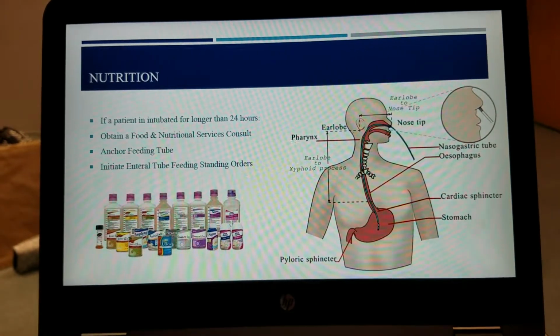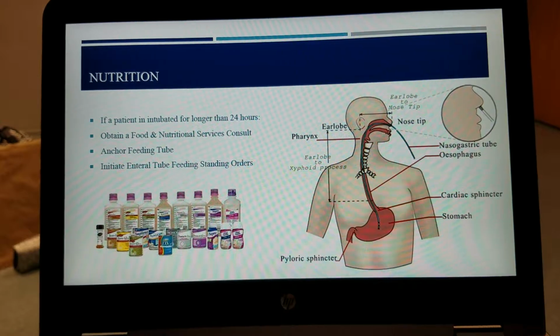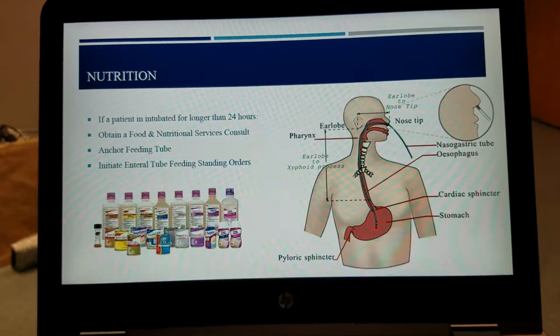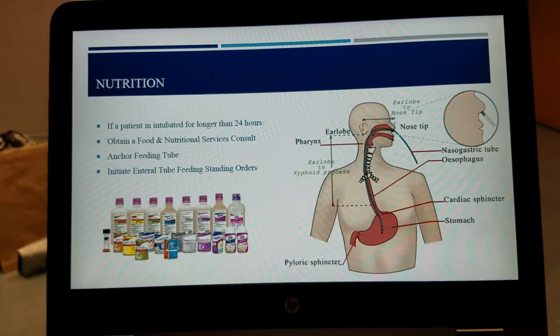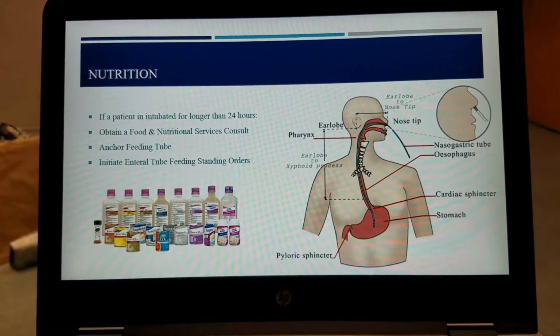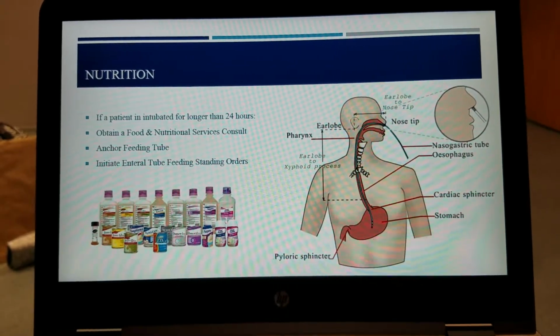For nutrition, if a patient is intubated for longer than 24 hours, you obtain a food and nutrition service consult, anchor the feeding tube, and initiate enteral feeding, standing orders.